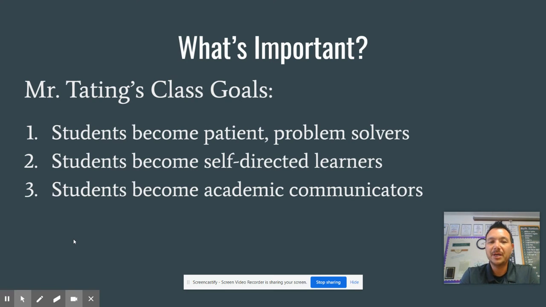And lastly is to become academic communicators. It's important for students to learn different types of vocabulary, whether it be with their friends, with their staff, or their teachers, with their parents, but also just to speak in terms of academia. So those things are important to be able to go through and change how you speak according to the situation. So those are the three things that we try to do in math class.